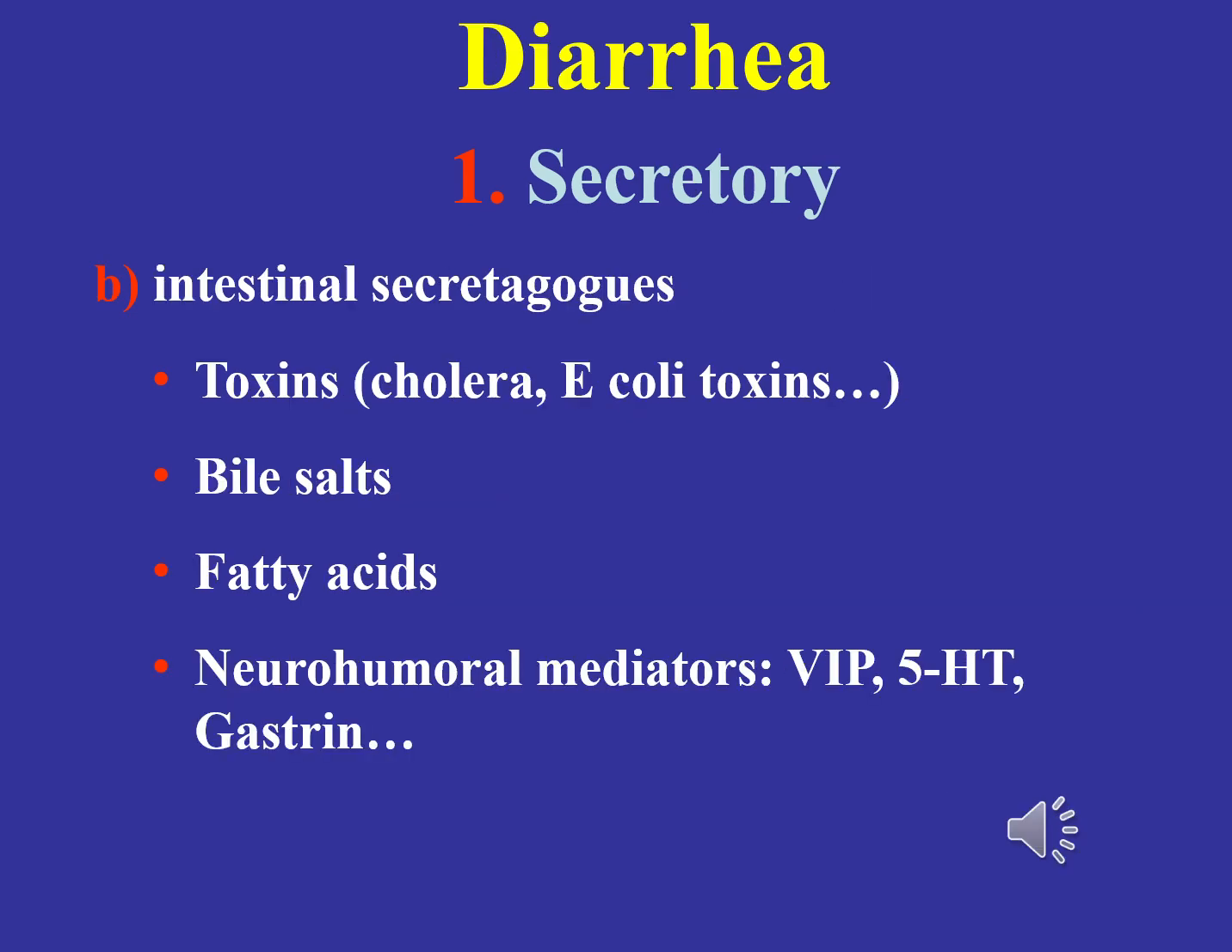The second mechanism for secretory diarrhea is the presence of intestinal secretagogues, which can be either toxins like cholera or E. coli toxins, can be secondary to bile salts, to fatty acids, or to the presence of some neurohumoral mediators like vasoactive intestinal polypeptide, 5-hydroxytryptamine, or gastrin, and we are going to discuss a few of those.